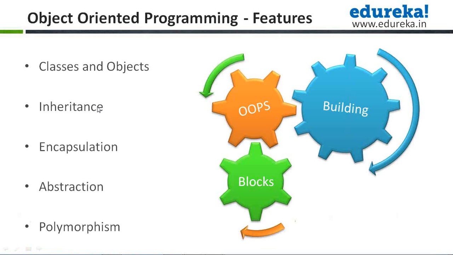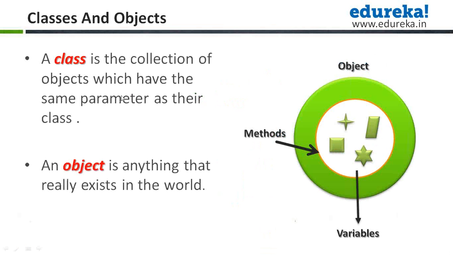Now let's move on and we'll discuss each and every feature one by one. The very first feature is classes and objects. A class is a collection of objects which have the same parameters as their class. So you declare a class, you declare your variables in it, you declare methods within that, and using that class you can create as many objects as you want. As Mahesh says, you can consider it as a template. Using that template you can create many copies of it, right? So all the properties that are present in that particular class will be present in each and every object that would be created by using the class. Now an object is everything that really exists in the world.